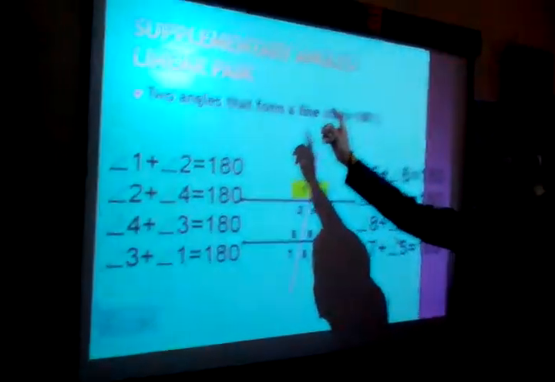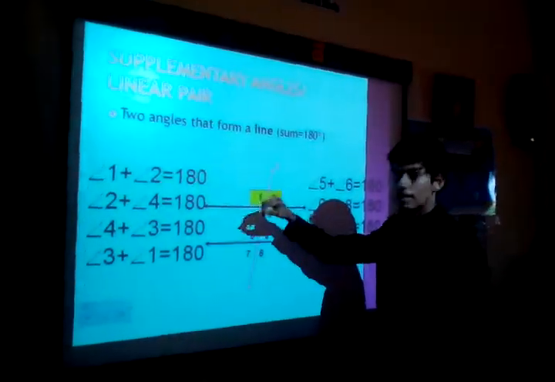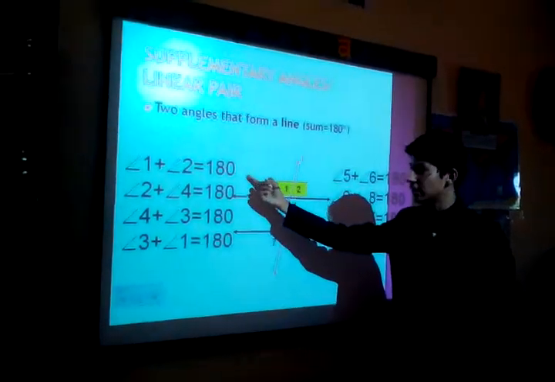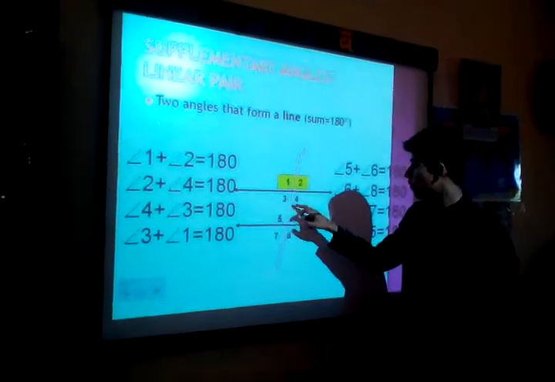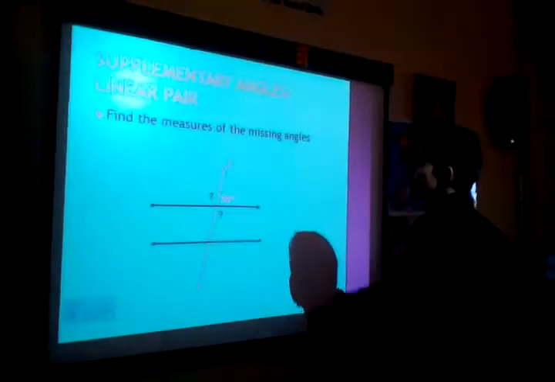Now supplementary angles and linear pair. Two angles that form a line, sum 180 degree. For example, angle 1 and angle 2 are forming 180 degree. Angle 2 and angle 4 forming 180 degree. 4 and 3, 180, and 3 and 1 also 180 degree.